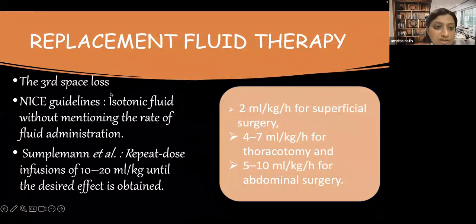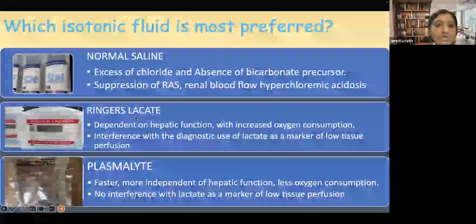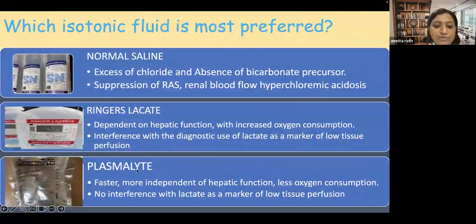As of now, in adults there is again a confusion whether to give or not. But in pediatrics, you still have to give the replacement fluid. So which fluid have we already mentioned? First is Plasmalyte, because it is not dependent on the liver.